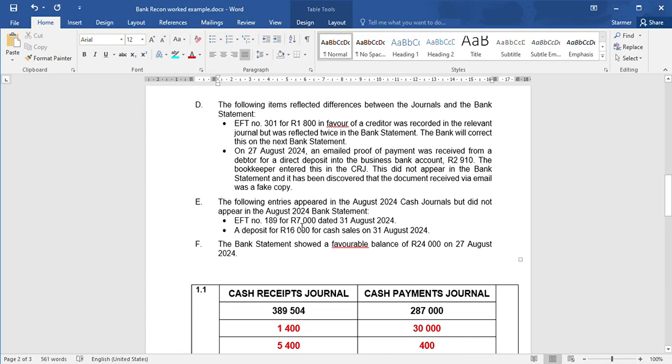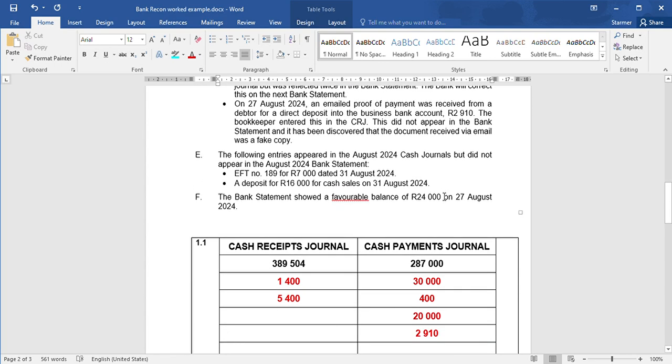bank error. Right, then they tell you on the 27th of August, an email proof of payment was received for a direct deposit into the business bank account 2910. The bookkeeper entered that in the CRJ, as they thought they should. This did not appear in the bank statement, and it has been discovered that the document received via email was a fake copy. Alright, that means we've lost some more money now. So we recorded that in the CRJ. The money never ever came to us because the email was fake. So to decrease your bank balance, you're going to record that under your CPJ column.